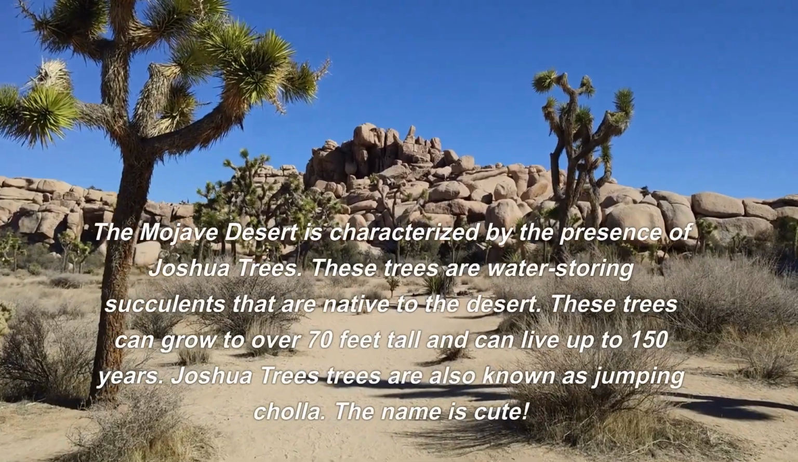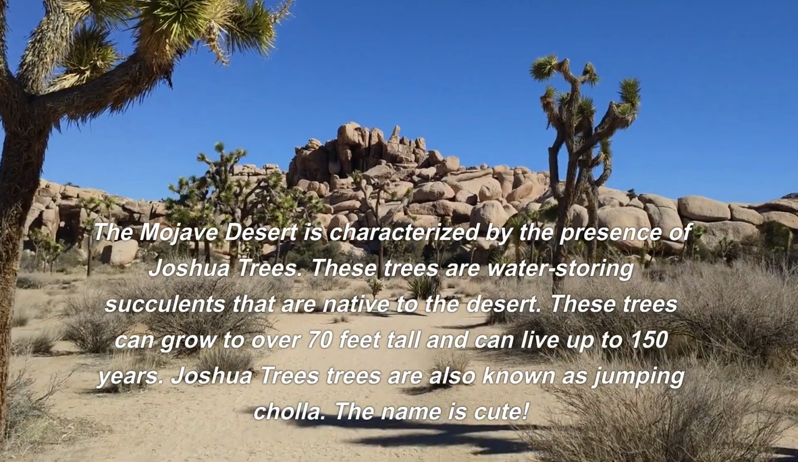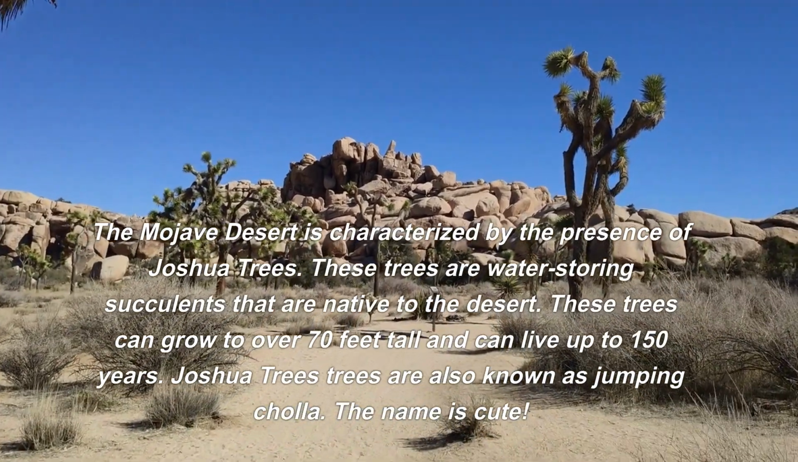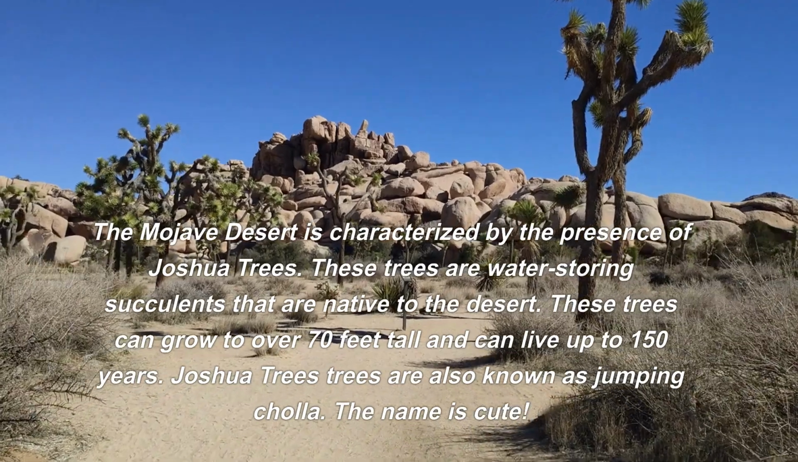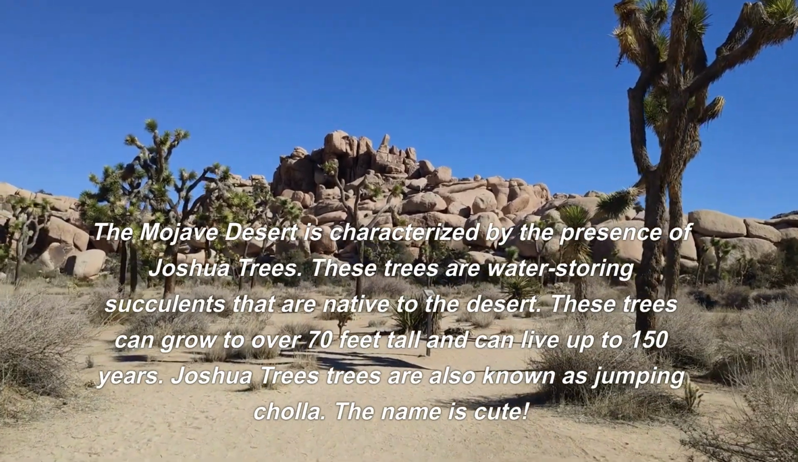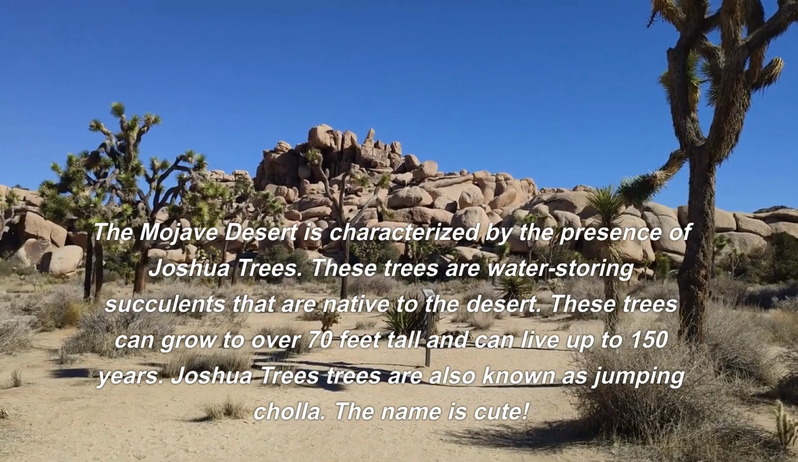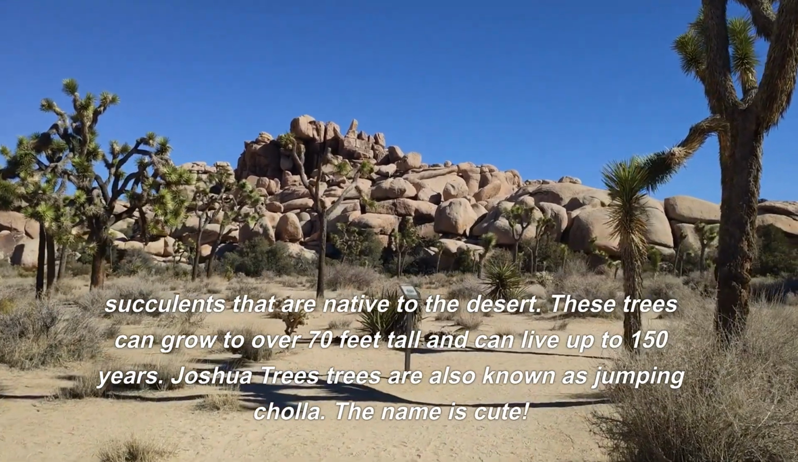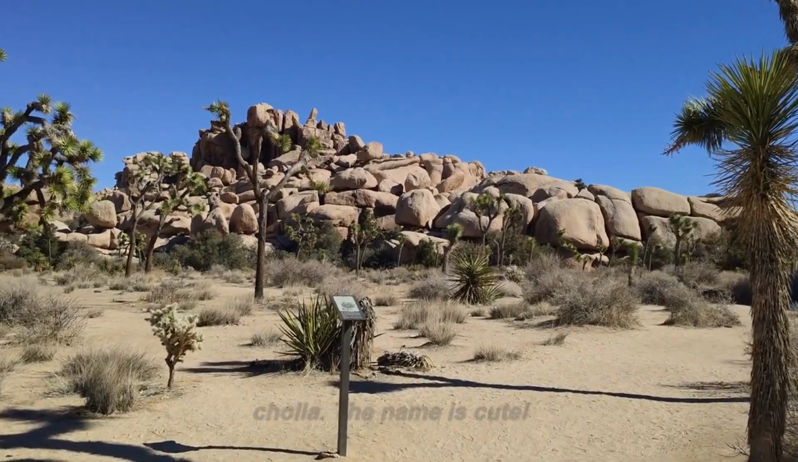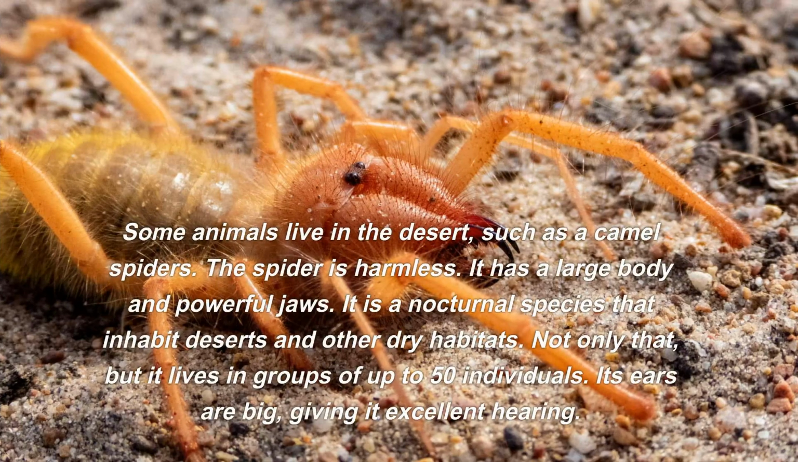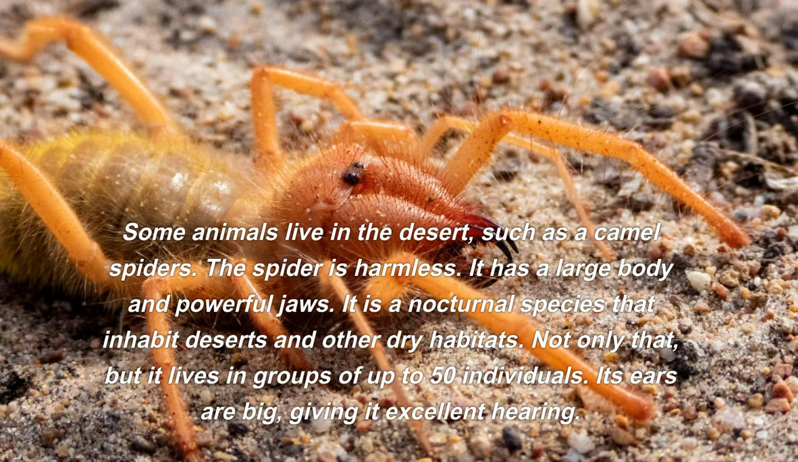The Mojave Desert is characterized by the presence of Joshua trees. These trees are water-storing succulents that are native to the desert. These trees can grow to over 70 feet tall and can live up to 150 years. Joshua trees are also known as jumping cholla. The name is cute. Some animals live in the desert, such as a camel spider.